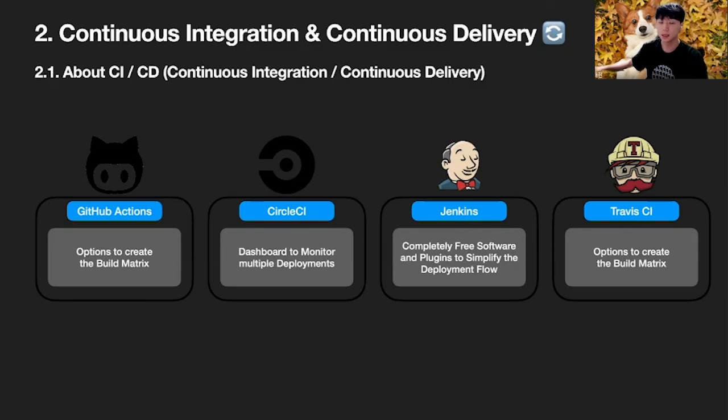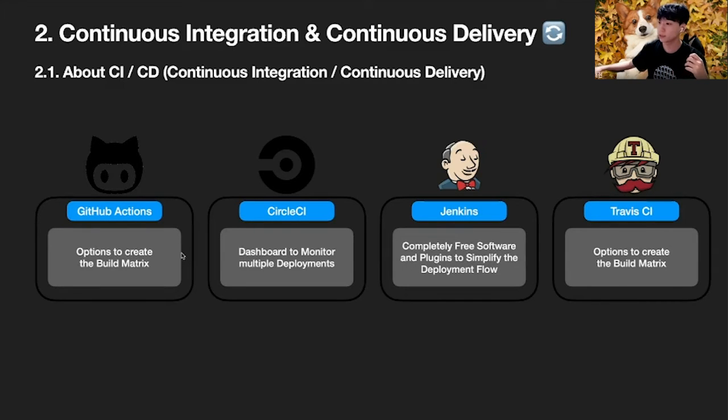The advantage of GitHub Actions is that you can create a build matrix. The build matrix means that you can run the test code on lots of operating systems or versions. For example, when you want to run the test on Python versions 3.8, 3.9, 3.10, and so on, you can make a build matrix to run the tests easily. So this is the advantage of using GitHub Actions.